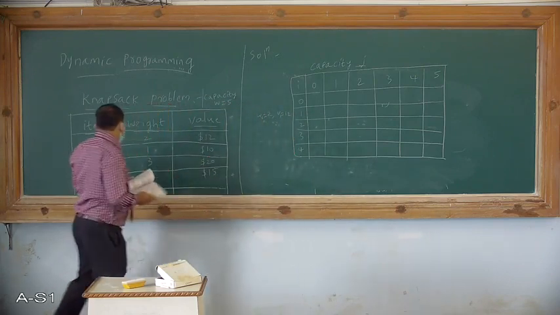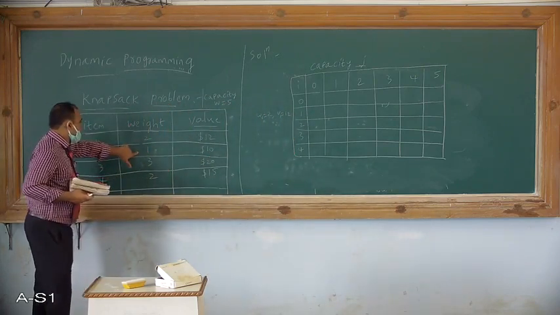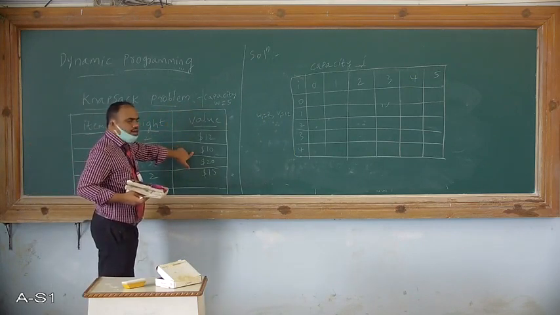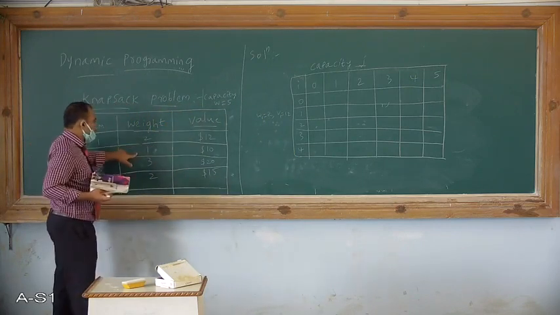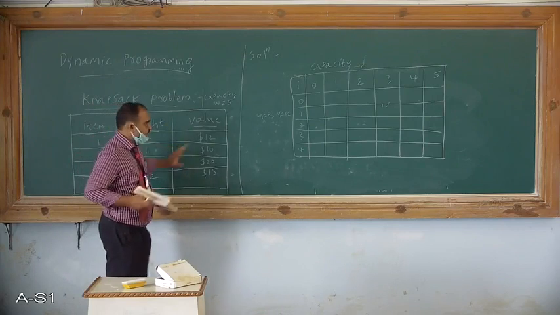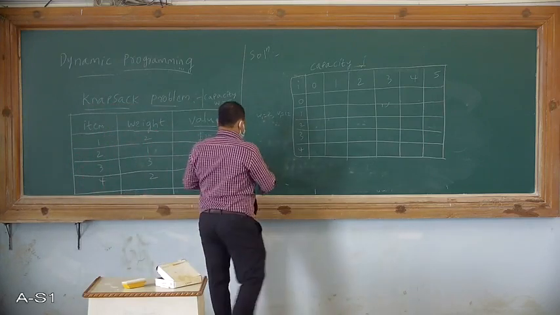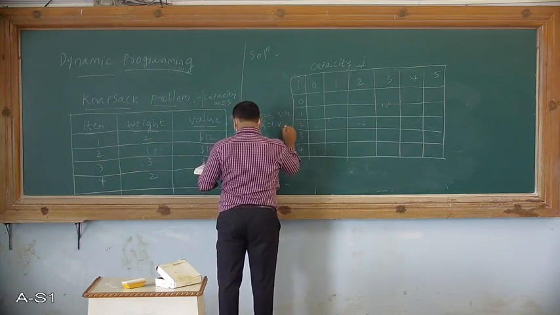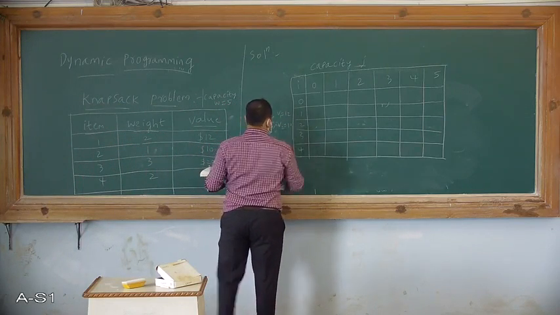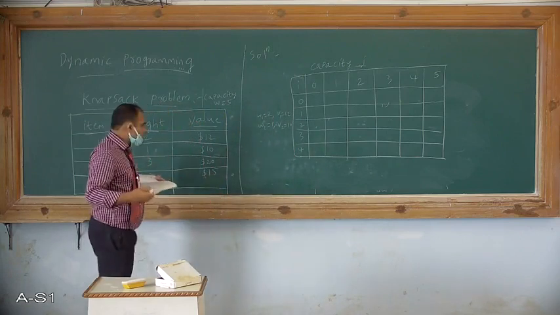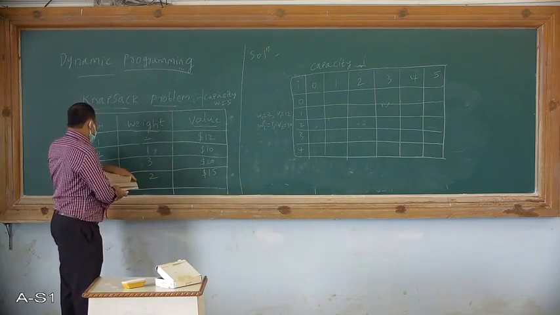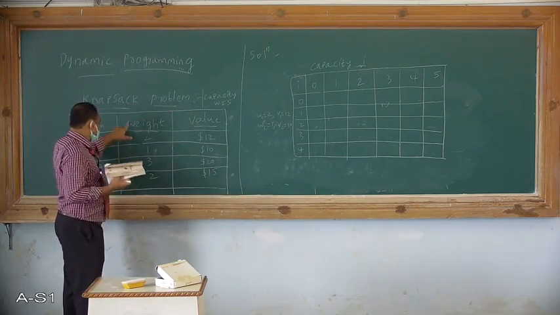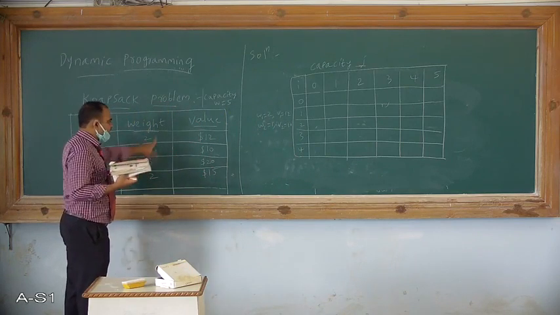What is the value associated with item 2? Weight is 1 and value is 10. So what should I write? W2 is equal to 1, V2 is equal to 10. So what is our next case? Item 3. What is the weight associated with item 3? It is 3 and value is 20.